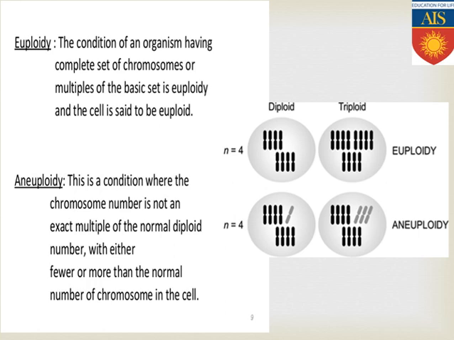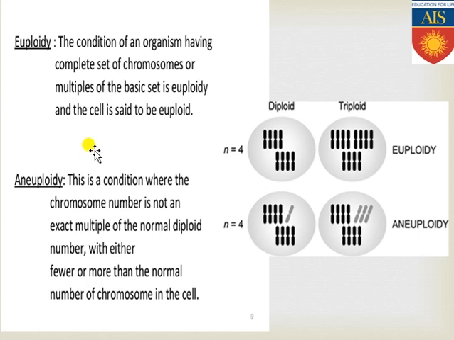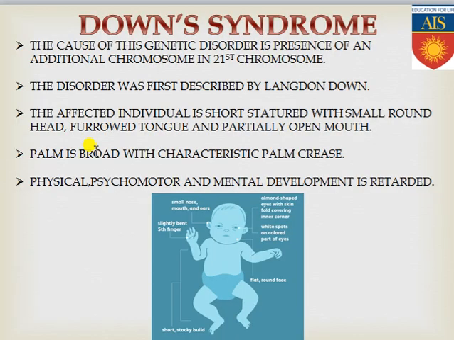And euploidy means when the chromosome number is increased or decreased in an entire set. Suppose in an individual the chromosome number is 2n, and from 2n it becomes 3n, one more set has been added entirely, or it becomes 4n. At that time this kind of disorder is considered the euploidy condition. Okay, coming to the disorders related to chromosomal disorder, the first one is Down syndrome.